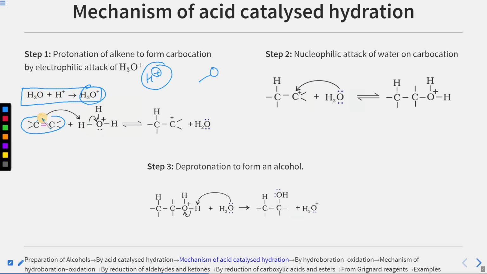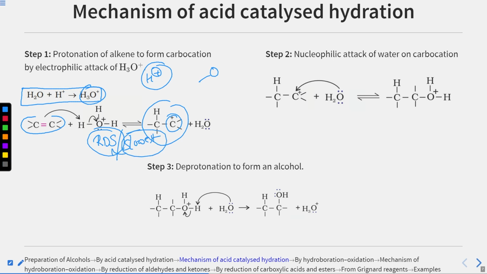Now this double bond, which is electron rich, will take this H, and we will get the carbocation here. Now you can see that this step is the first step, and let me make one thing clear, that this is the RDS. RDS means rate determining step, or the slowest step.